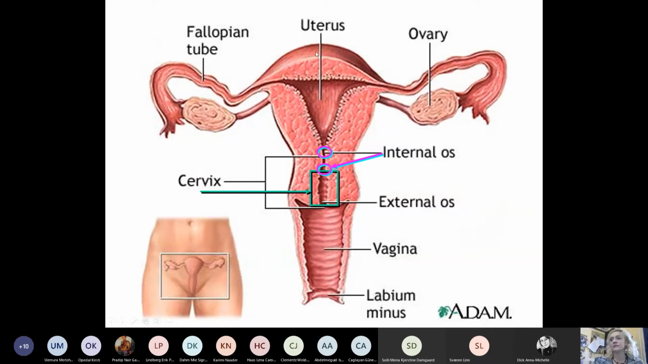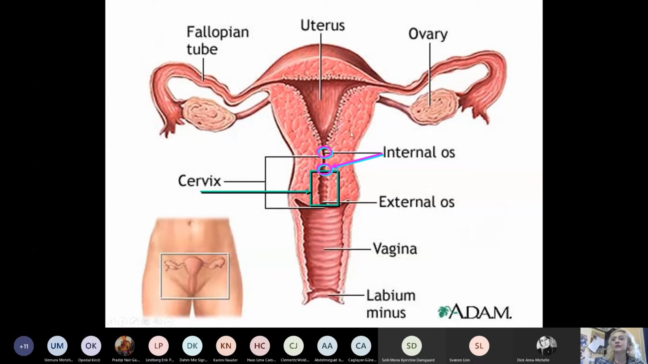I just repeat some of the things we have to know for histology too. Uterus has a body, the corpus, and the cervix. These are the 2 main parts of the uterus, and they are histologically different as well.